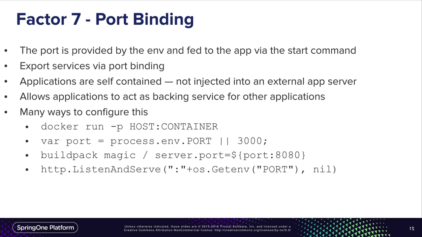Port binding. This one's pretty simple, but it's also very important. You want to make sure that the port is provided by the environment and fed to the app as part of startup. Your application needs to be self-contained, and you don't want to inject it into an application server. This is fairly basic in Spring Boot. It's really just buildpack magic. You could set the server port if you needed to, and then in Go or Ruby or any other language, it's very, very straightforward.